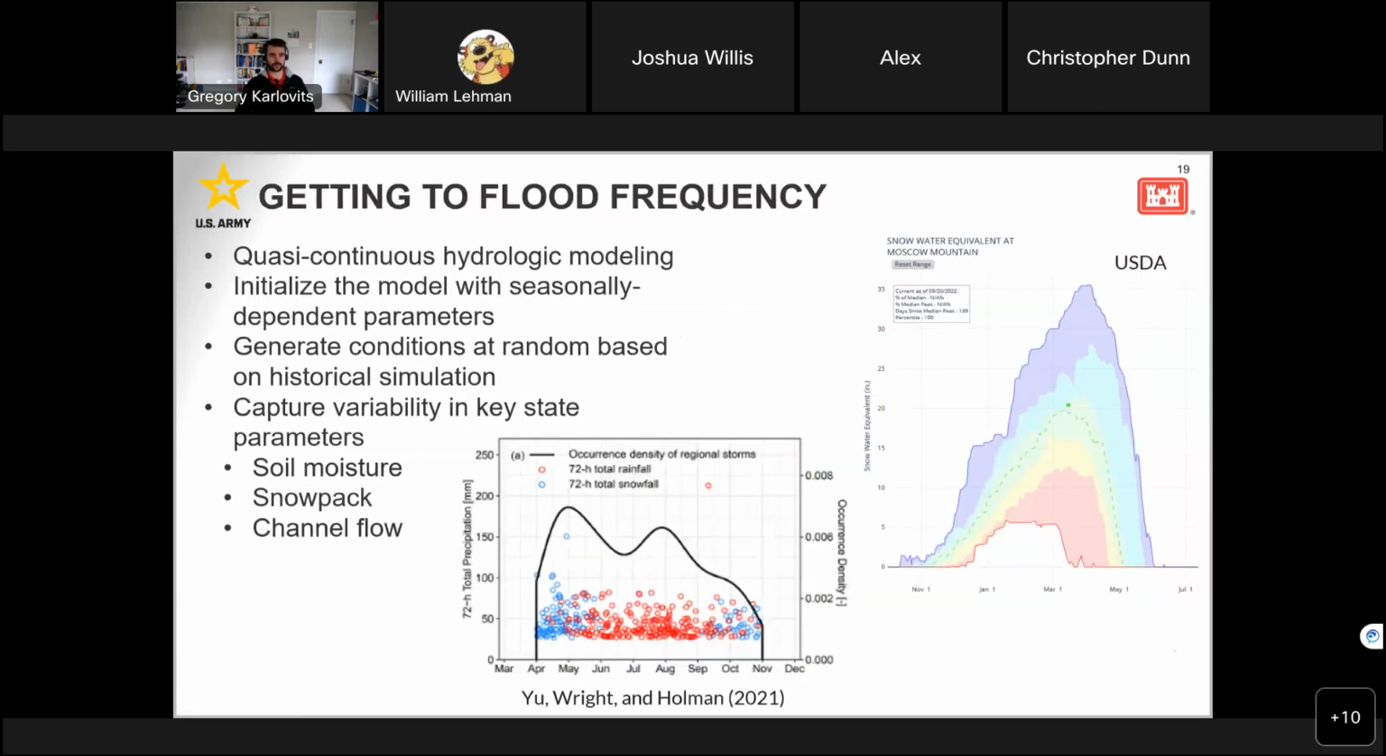Now, how do we get to flood frequency? So I mentioned for the design storm stuff that we had to make some assumptions about hydrologic model parameters and initial conditions.